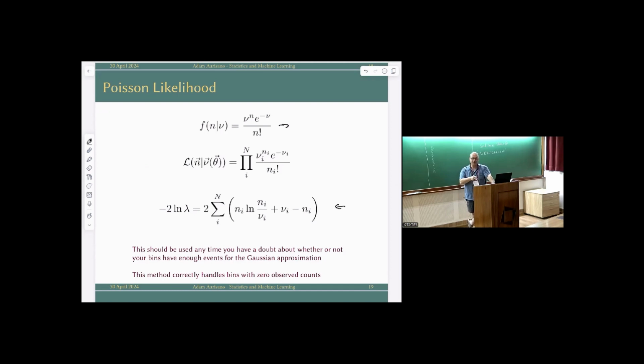The other thing is that this method correctly handles bins with 0 observed counts, whereas chi-squared doesn't necessarily, right? So the statistical uncertainty on a bin in the Gaussian method when you go to 0 counts doesn't make any sense, but the uncertainty here is perfectly well defined. So you should always use this if there's any possibility of 0 observed counts in a bin.